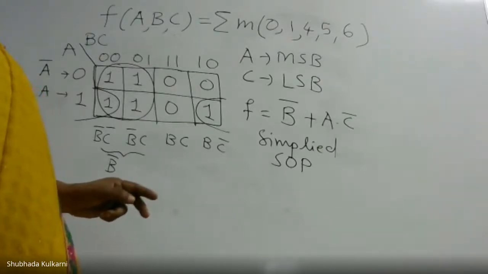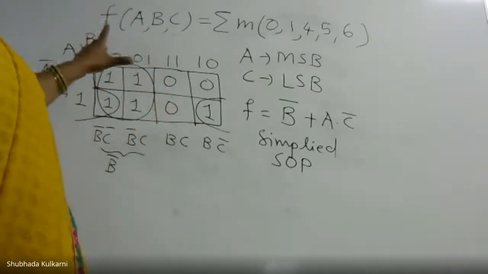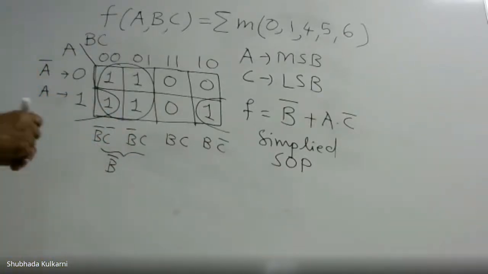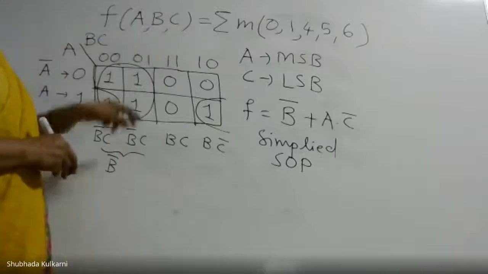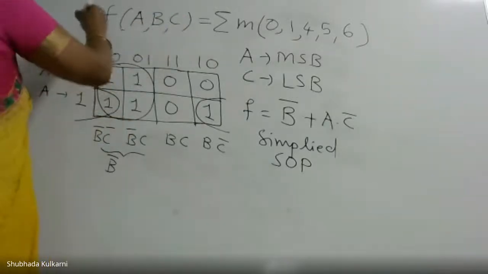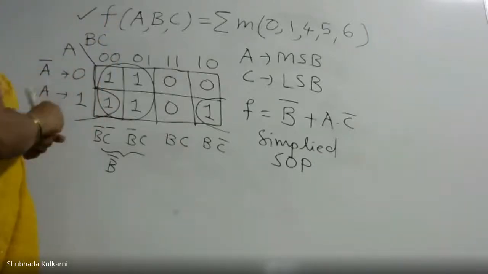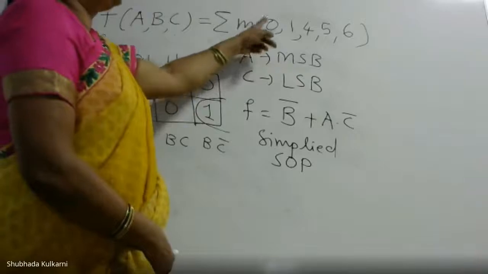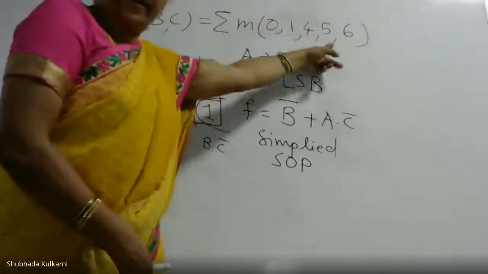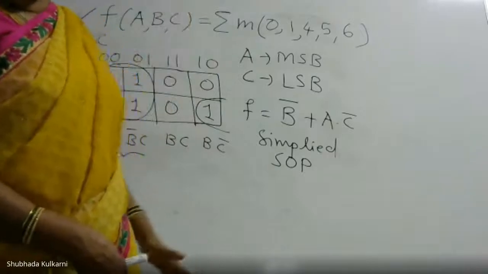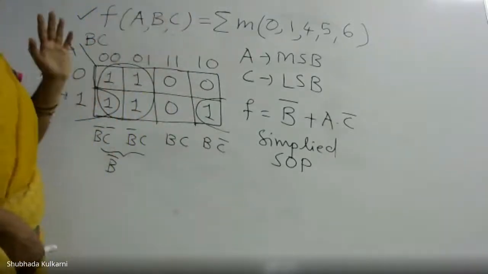Okay, once again I repeat what we have done. Simplify the given Boolean function using the KMAP method. Step 1, this is given to us. What is given? A Boolean function is given to us. What is this Boolean function? Sum of minterms 0, 1, 4, 5, 6. These are decimal numbers whose value is understood in binary form in terms of A, B, C.